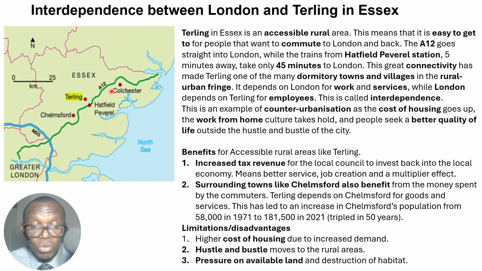So that makes Tiptree quite accessible. And then the A12 goes into the M25, the London orbital, which means you can access any part of London, whether it's north, east, south, or west, using the M25, having first traveled on the A12. And in terms of trains into London, it's only 45 minutes by train from Hatfield Peverel Station, which is 5 minutes away.